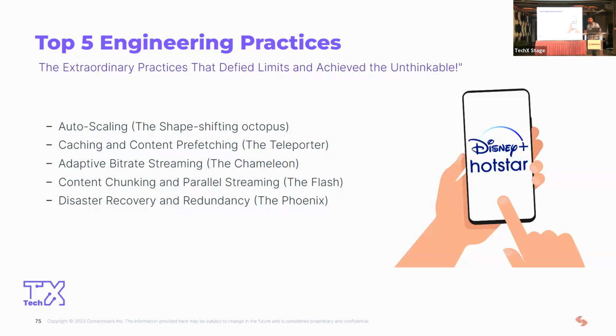Starting off with auto scaling. We were discussing it: auto scaling, the shape-shifting octopus, as I say. It can shift its shape from smaller to bigger as and when required, and that is what auto scaling does. You will have horizontally and vertically scaled servers as and when users are trying to join.